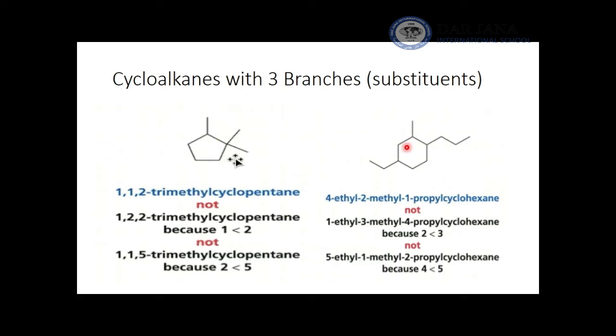If you take the second example, here we have propyl group, methyl and ethyl group.